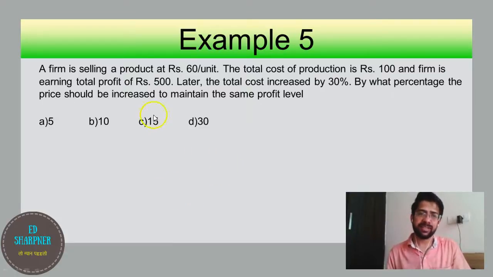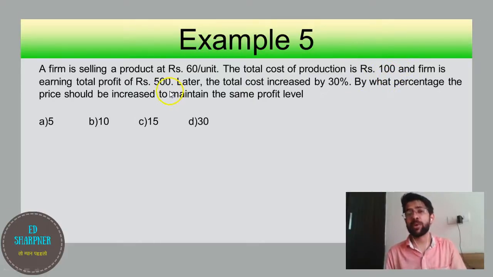Now understand this. A firm is selling a product at 60 per unit. So a company is making more than 1 unit. It might be making 50 units, 100 units, we do not know. But we know that the total cost of production is 100. So whatever units the company is making, the cost of it is 100 rupees. The firm is making a profit of 500.